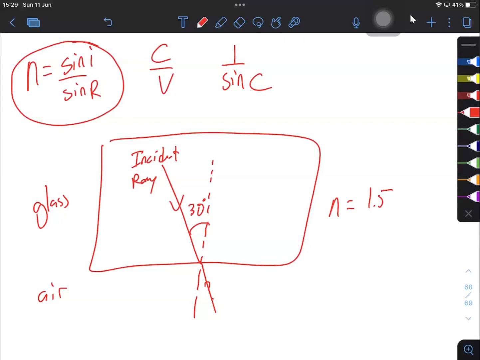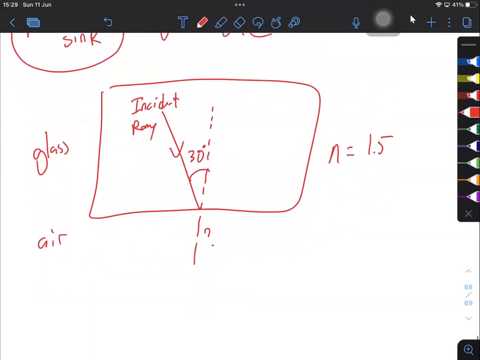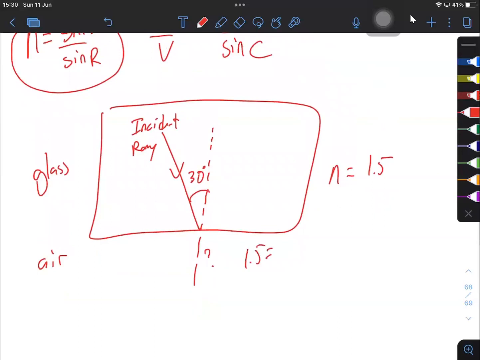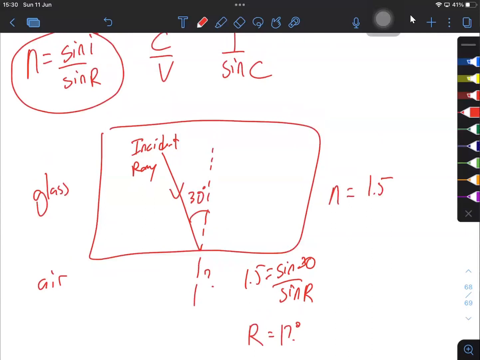Yeah, guys, most likely if you've never seen this trick before, you go something like this. You use 1.5 equals sine 30 over sine r, and you'll find r as a very small number, maybe like 17 degrees or whatever it is. Most of you will do something like this. This is wrong, by the way.